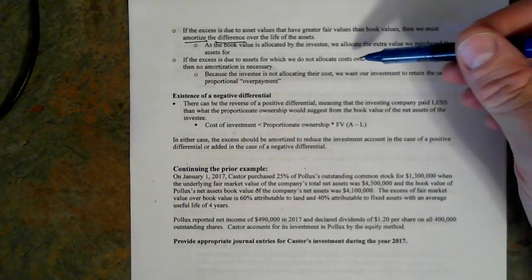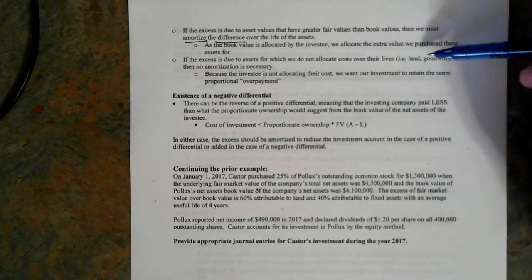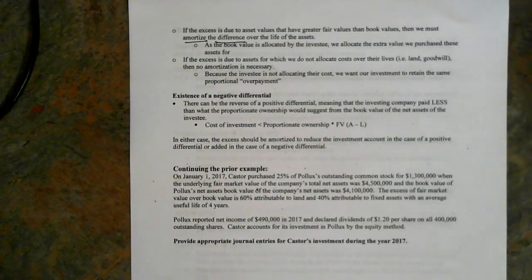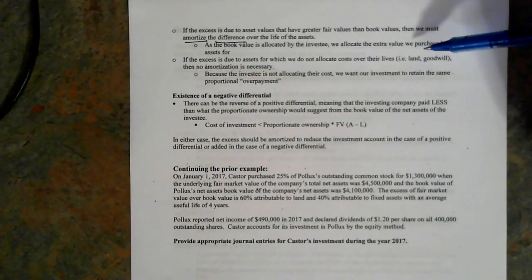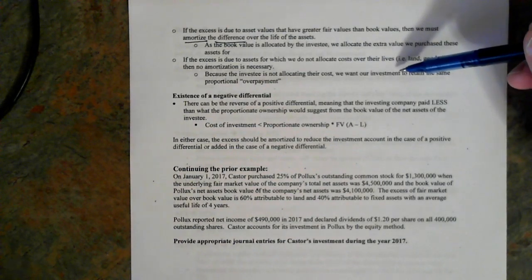Now, if we don't allocate the cost of the asset over its useful life, i.e. land and goodwill, then we don't have to worry about it because the investee is not amortizing it. Therefore, any price we paid for it is not going to be amortized in excess. So only when the investee is recognizing some sort of a cost allocation, be it on intangible assets or fixed assets, then we have to amortize a little extra because we paid more than the book value that the investee is amortizing or depreciating. When they don't, we don't have to worry about it.